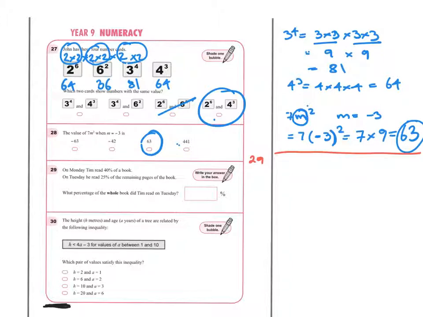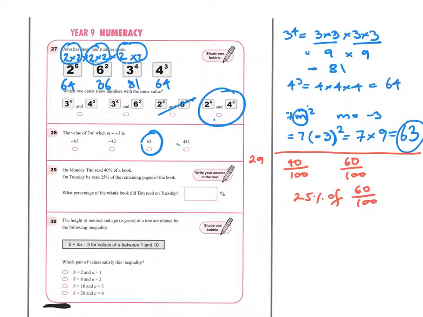On Monday, Tim read 40% of a book. On Tuesday, he read 25% of the remaining pages of the book. So on Monday, he read 40 out of 100, isn't it? So what's left? 60 out of 100 he hasn't read. But on Tuesday, he read 25% of the remaining pages, which is 60 out of 100.